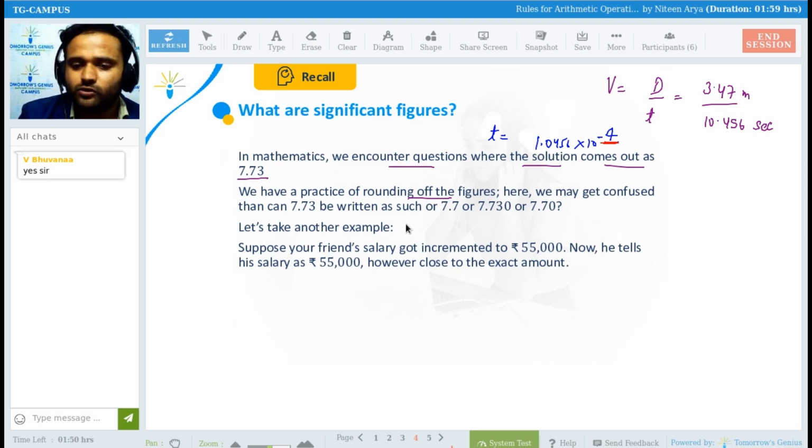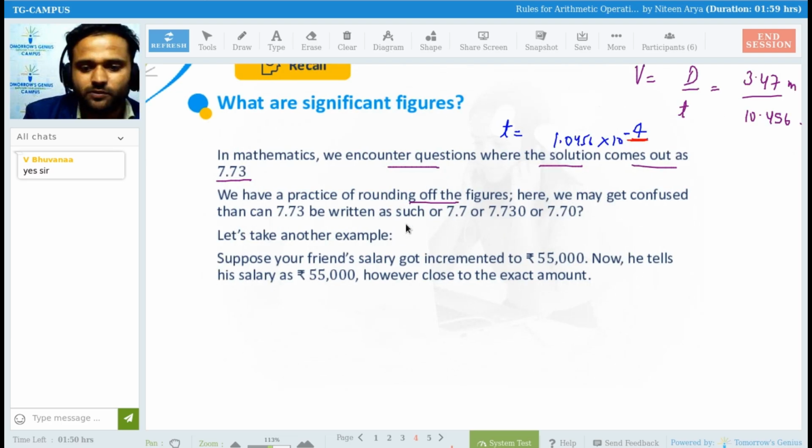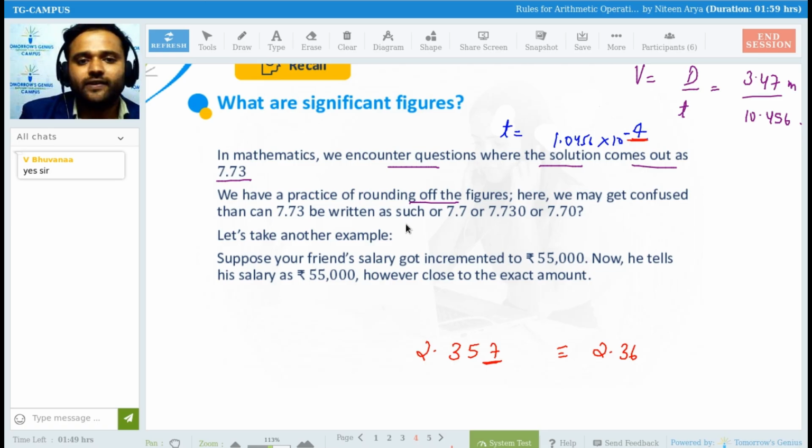Obviously, if I am going to round off, rounding off works on this principle. Suppose this is 2.357. Then the rounding off is going to be 2.36. Why so? Because the third digit is more than 5. If it is lesser than 5, it is going to remain the same. If it is 2.34, then my rounding off is going to be 2.35, the remaining same. Is this clear, everyone?